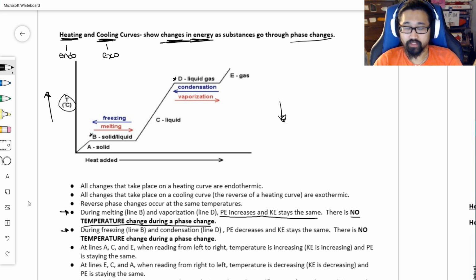So kinetic energy cannot change because temperature is average kinetic energy, but the potential energy is absolutely going to change. So on a heating curve, if I'm adding heat, potential energy will go up, kinetic energy will stay the same. On a cooling curve, if I'm removing heat, kinetic energy will stay the same, but potential energy will go down. All right. A, C, and E all have temperature changes, so kinetic energy is changing, but potential energy is staying the same. All right. We're going to discuss more about this.